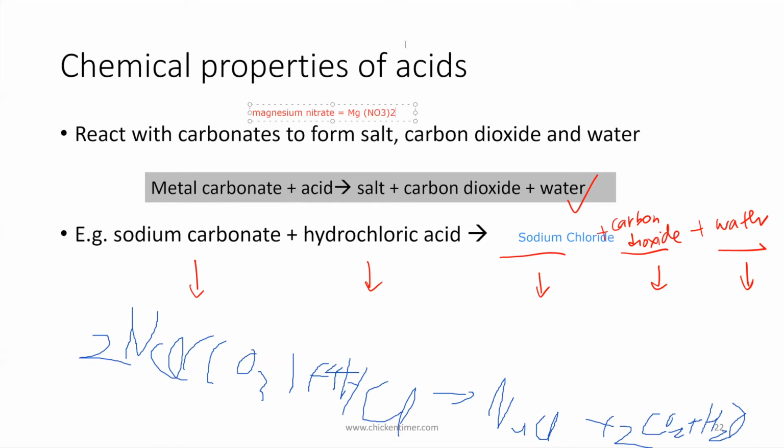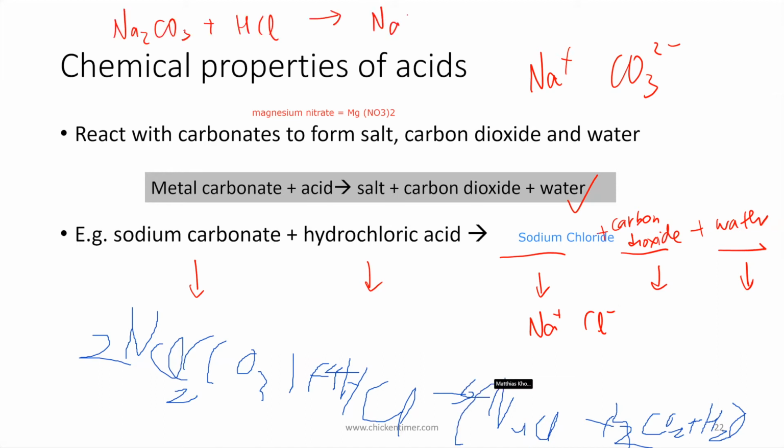Na. Sodium is Na plus. Carbonate is like that. Then sodium chloride is Na plus Cl minus. So what does it become? Okay, double check against mine.